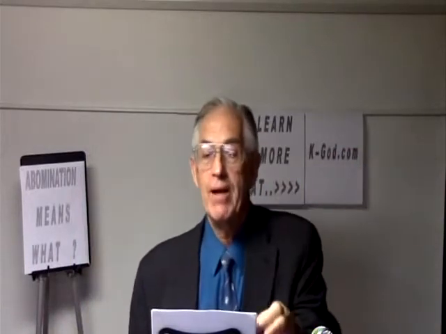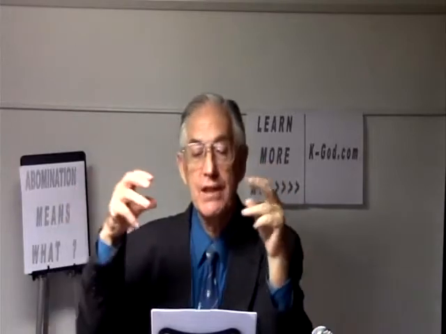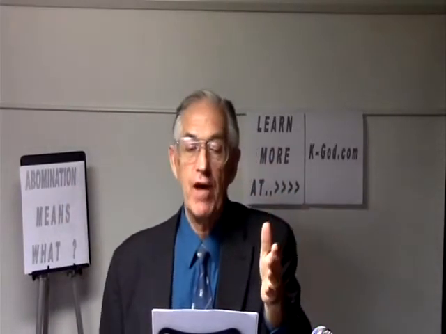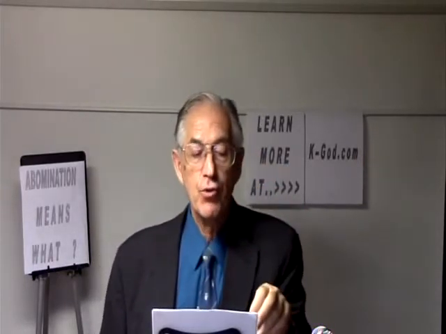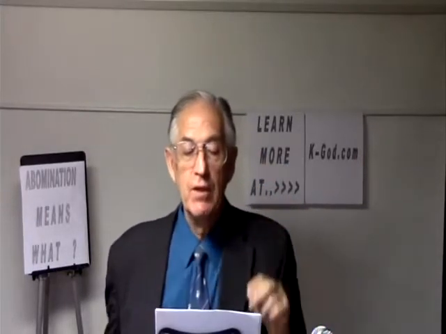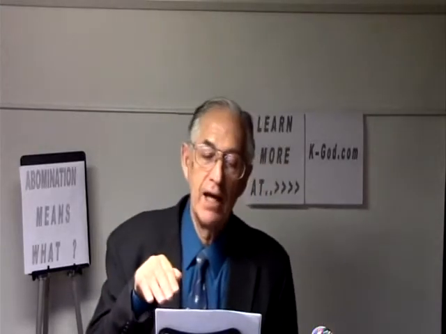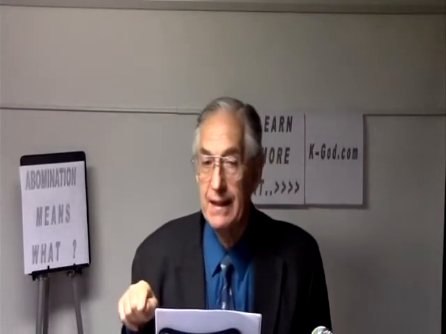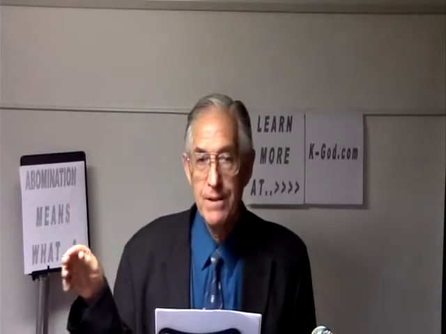Daniel uses abomination of desolation twice as two words connected together. Daniel 11:31, they take away the daily sacrifices and place there the abomination of desolation. And Daniel 12:11, from that time the daily sacrifices are taken away, and the abomination of desolation shall be 1,290 days. That's 30 days longer than 3.5 years.